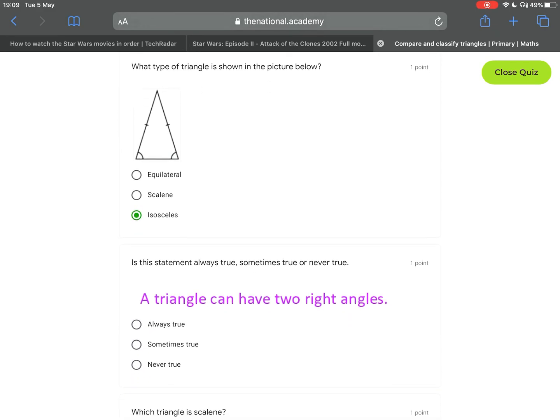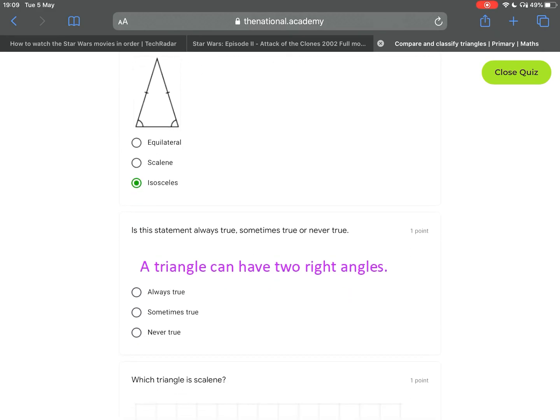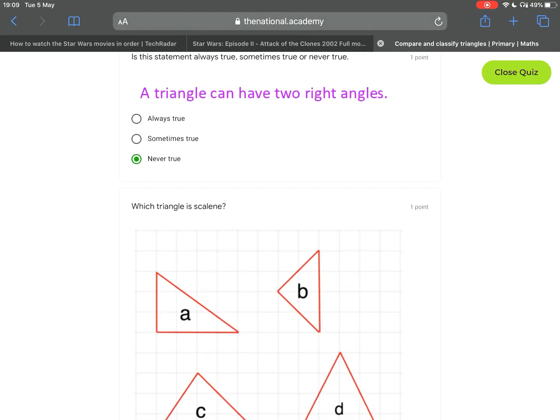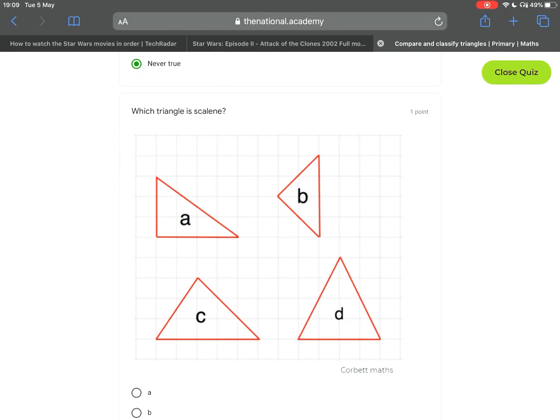Is this statement always true, sometimes true, or never true? A triangle could have two right angles. That is never true. Which triangle is scalene? And I think the answer would be C.